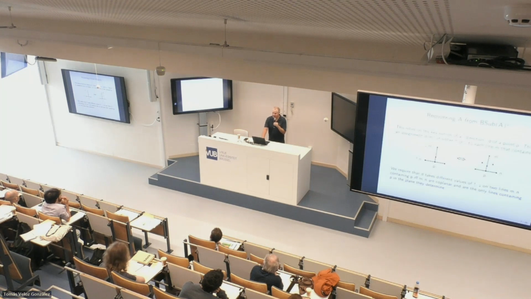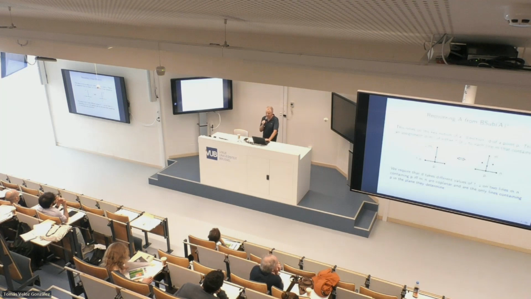So what a direction for a point is, it's an assignment to each line that contains this point of a direction, either up or down, subject to the following little condition.